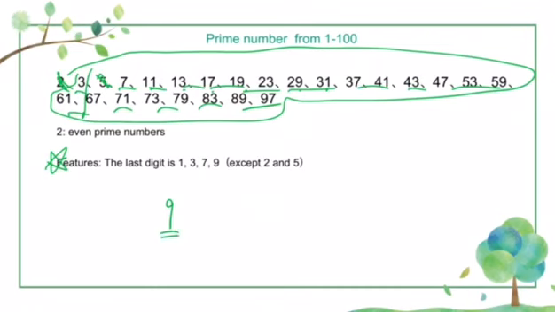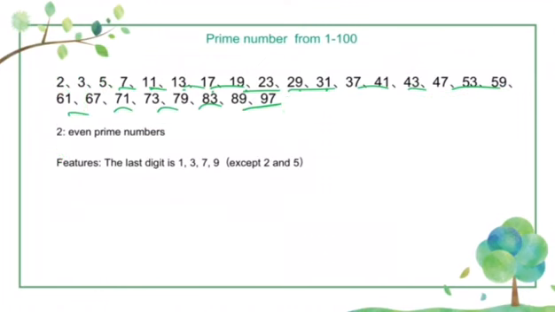No. Okay, because 9 is not a prime number, right? 9 is not. 39 is also not a prime number. So this is just a feature. You cannot treat it as a definition, okay? I just help you to remember the prime numbers, but you cannot say that if the last digit is 1, then it must be a prime number. No, definitely not, okay? So this is all the knowledge I want to show you in this lesson.